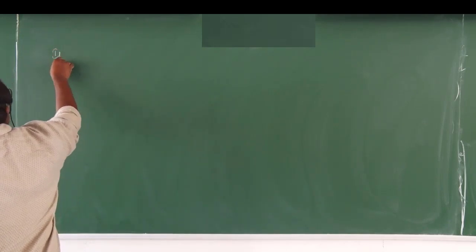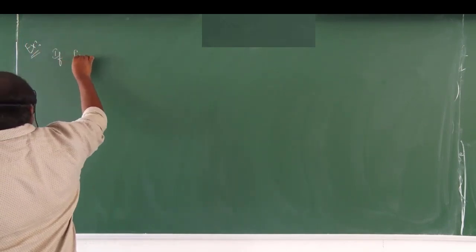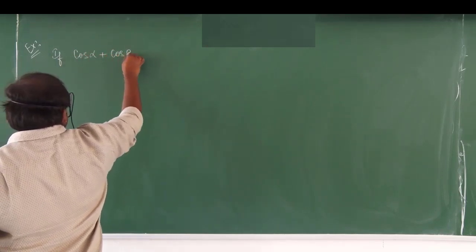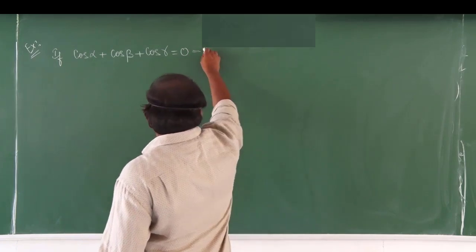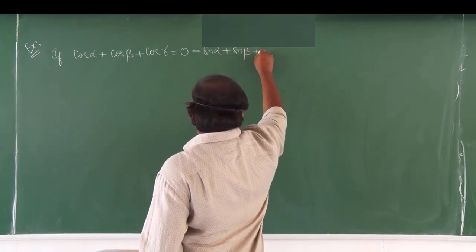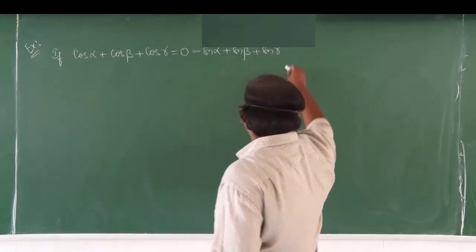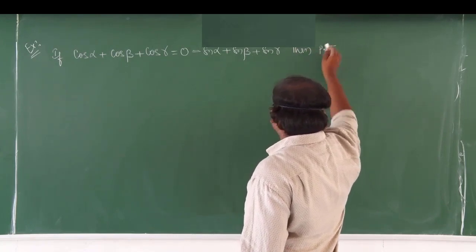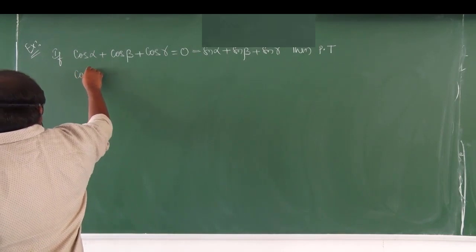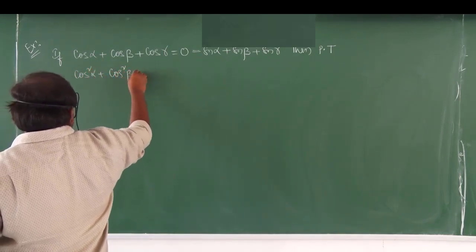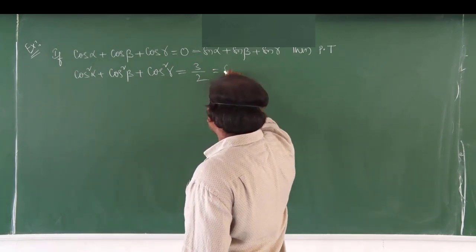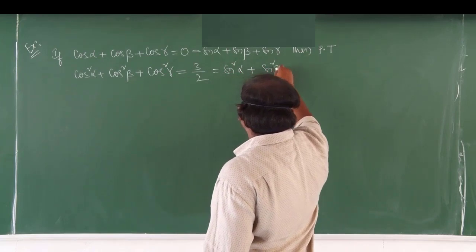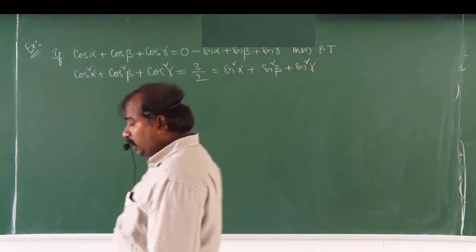Next example. Here the given data is: if cos alpha plus cos beta plus cos gamma equals 0, which equals sin alpha plus sin beta plus sin gamma. This is the given value. Then prove that cos square alpha plus cos square beta plus cos square gamma equals 3 by 2, which equals sin square alpha plus sin square beta plus sin square gamma.